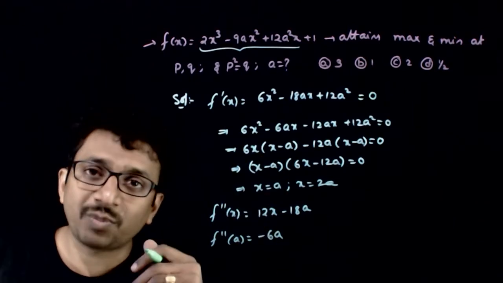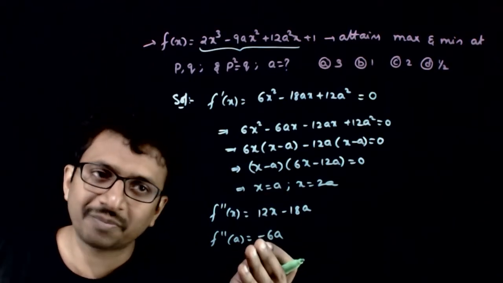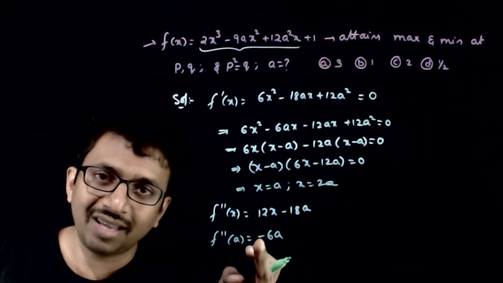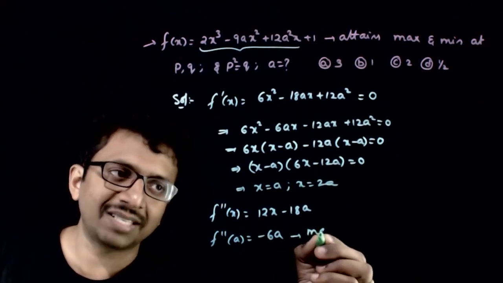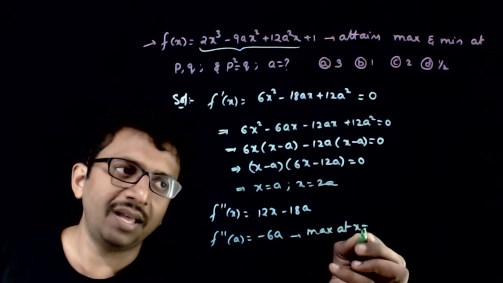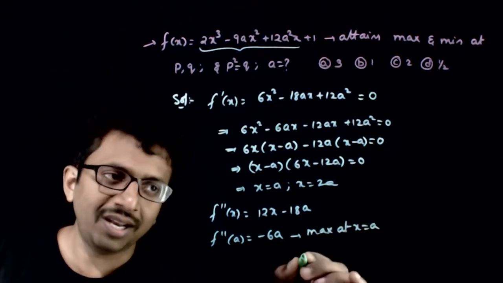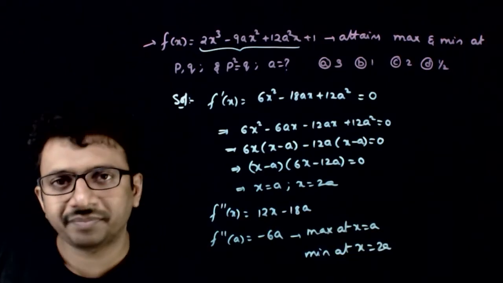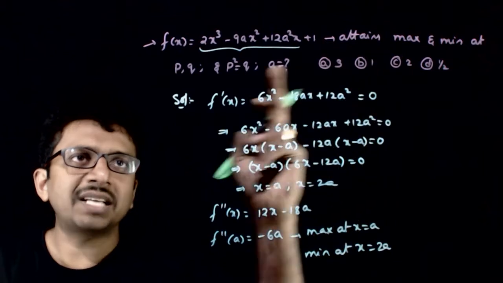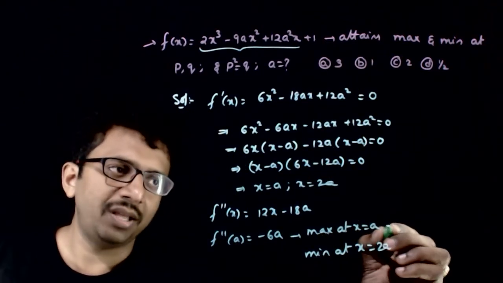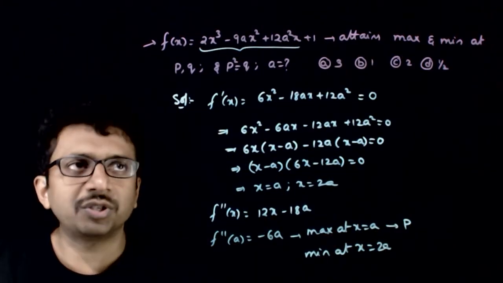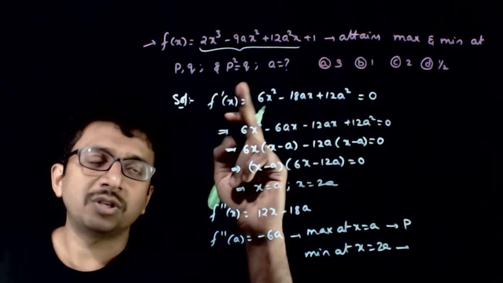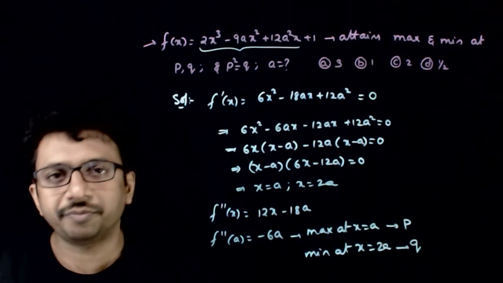If you assume that a is positive, then f double dash at a is negative. That means you have a maxima at x is equal to a, and correspondingly minima at x is equal to 2a. According to the question, maxima corresponds to x is equal to p. So this a corresponds to p and the minima corresponds to q. So 2a corresponds to q.